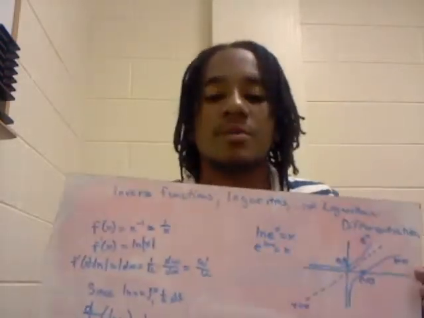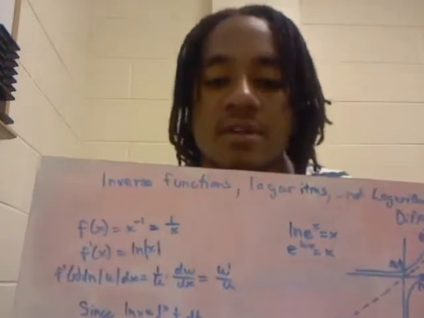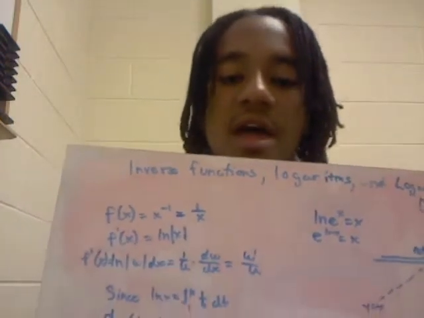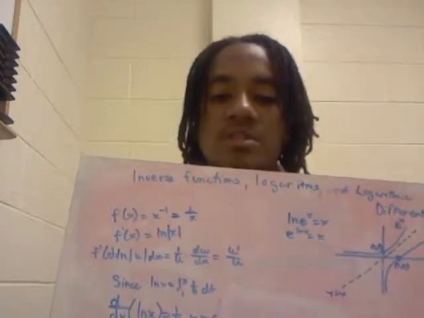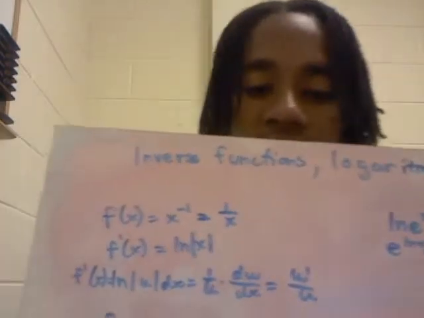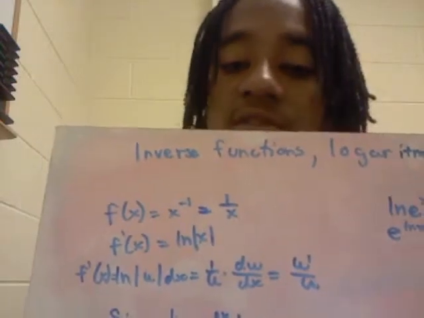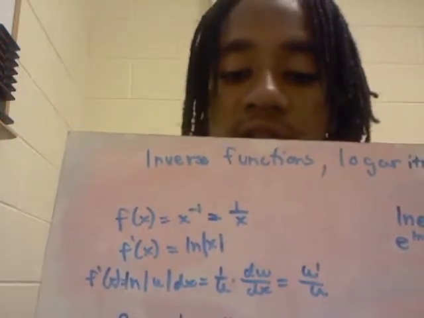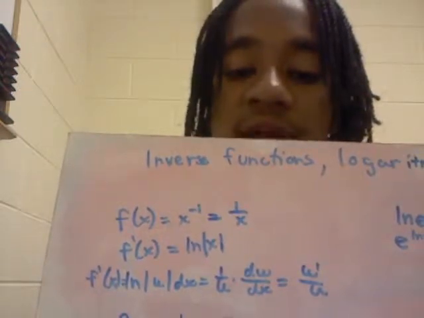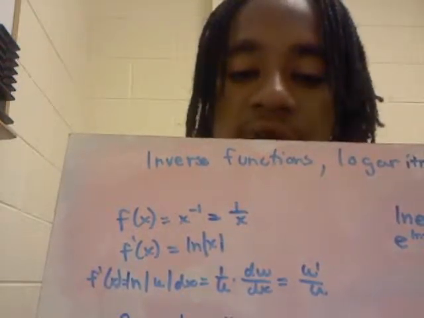To start, we'll discuss inverse functions. F of x equals x to the negative 1, which is the same as 1 over x. Now the derivative of x to the negative 1, or 1 over x, is going to be the natural log of the absolute value of x.